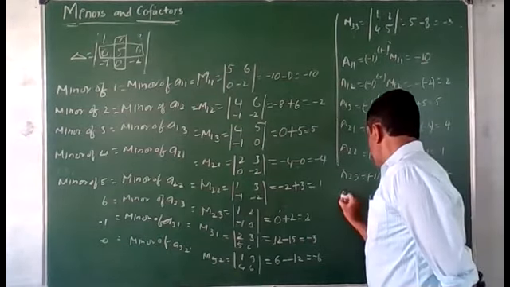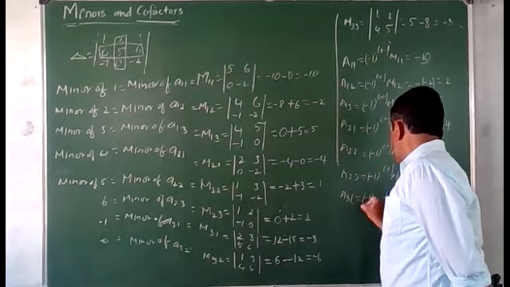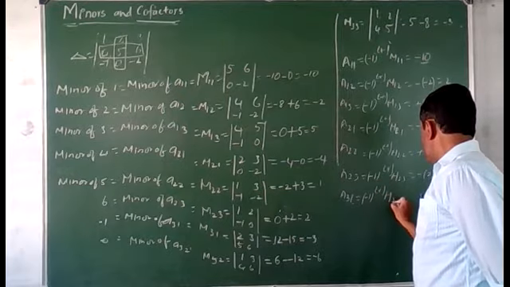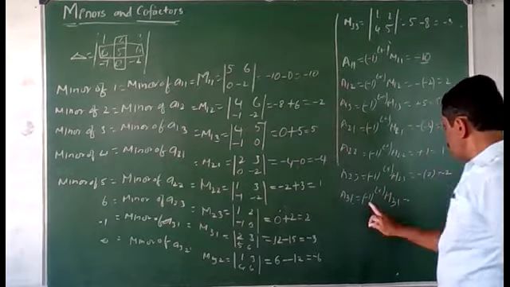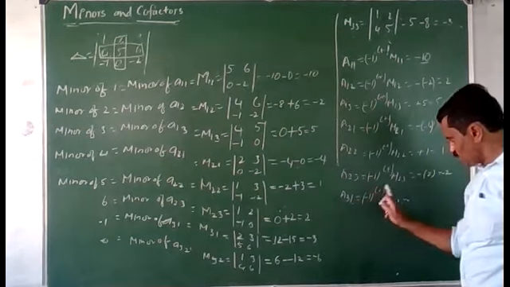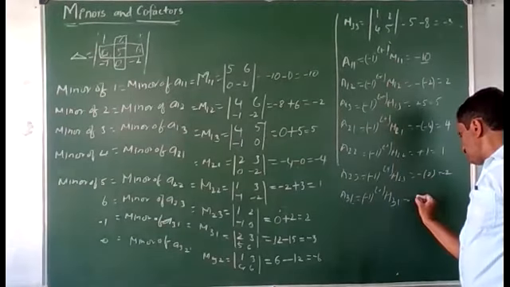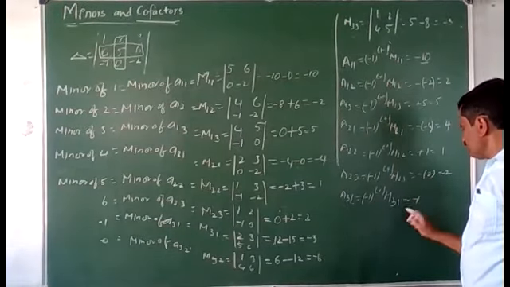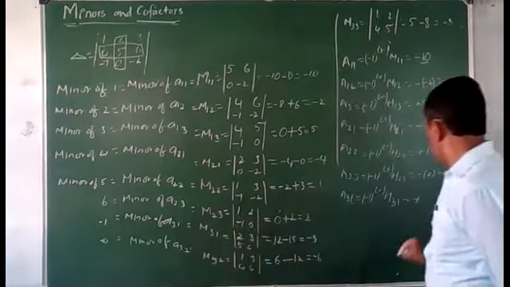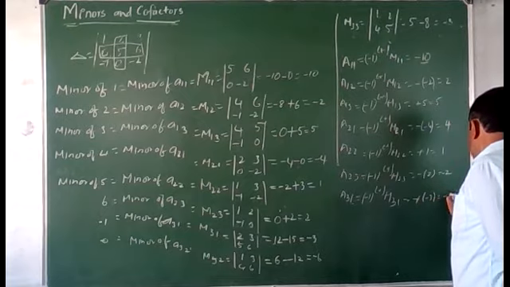So the cofactor of the next element, A31, is equal to minus 1 whole to the power of i plus j into M31. That is minus 1 whole to the power of 3 plus 1, and 3 plus 1 gives 4. Minus 1 whole to the power of 4 gives plus 1. Plus 1 into M31. What is M31? We have M31 as minus 3. That is plus into minus 3.